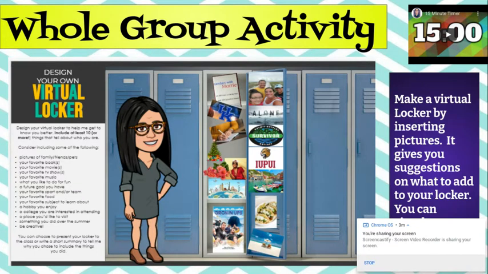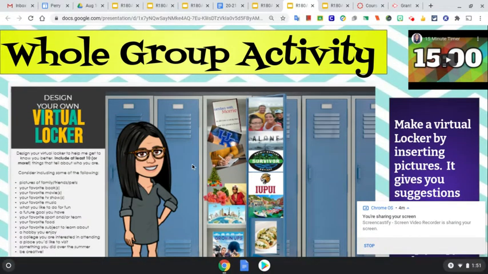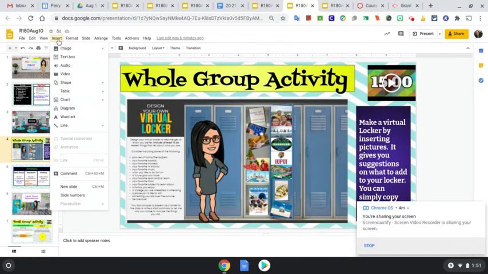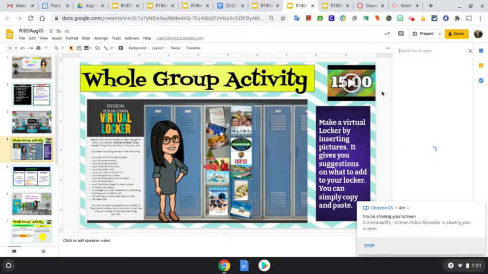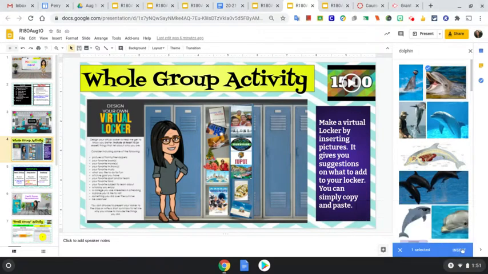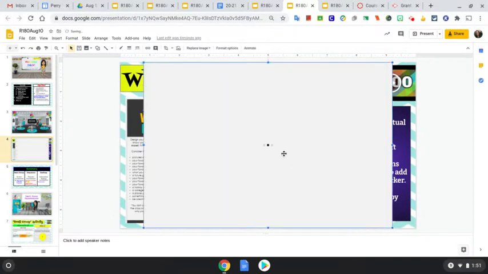I do want to show you one little thing before I have you get started. If you're wondering how to add pictures to your locker, I learned something this summer. If you go to Insert, Image, Search the web, once this box comes up you can type in anything. So I can simply put dolphin, maybe I like dolphins. If you click on it, all you do is insert it, and that picture will come up.